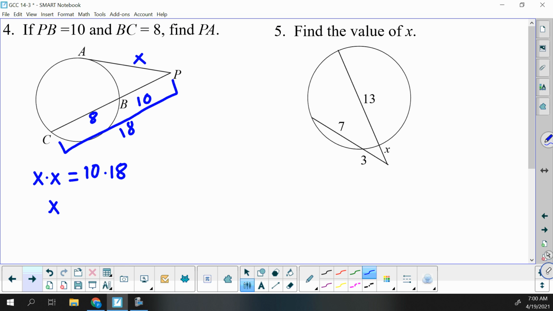X times x is x squared. 10 times 18 is 180. Undo a square by doing a square root. If we do square root of 180 on our calculator, we would get something that's not nice. So take a moment, do a menu number factor for 180, and see if you can break down that radical.